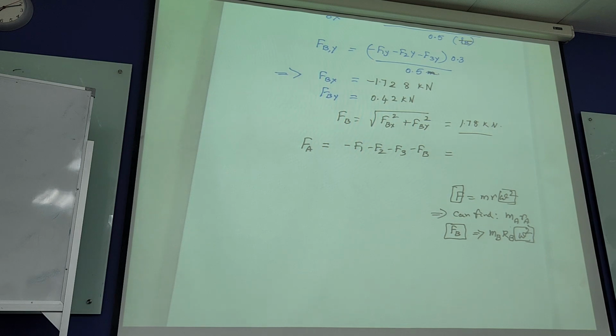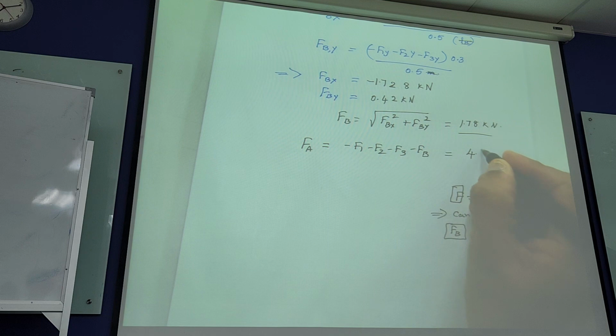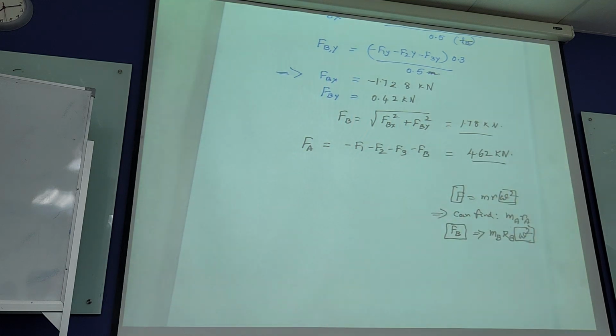All these equations you can find in the slides, which I already uploaded. What is the FA value? I think you get about 4.62 kilonewtons. No?